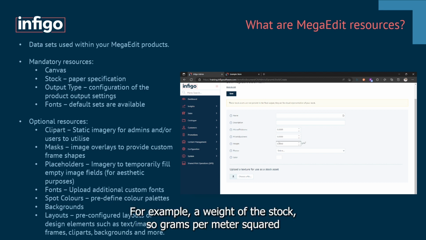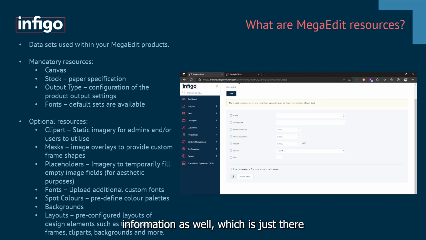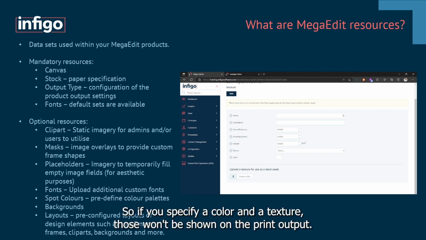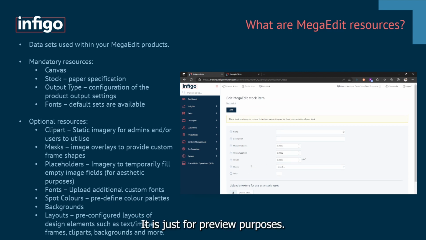A weight of the stock, so grams per meter squared, and we can input some initial color and texture information as well, which is just there for the preview purposes when you're actually within MegaEdit. So if you specify a color and a texture, those won't be shown on the print output. It is just for preview purposes.